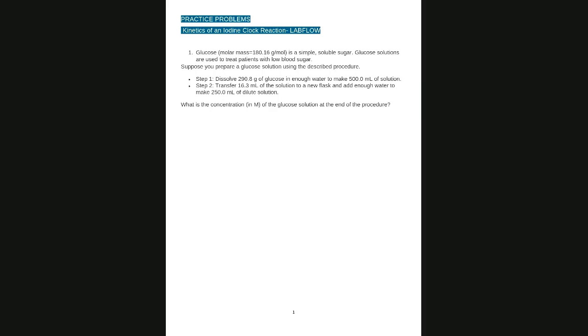Okay, so let's do it. You will see something similar in your pre-lab quiz. This is just a very simple problem. It's a problem of dilution. But just to refresh, the first step, what happens? They dissolve 290.8 grams of glucose. And then what do we need to do? What would you do first in step 1?